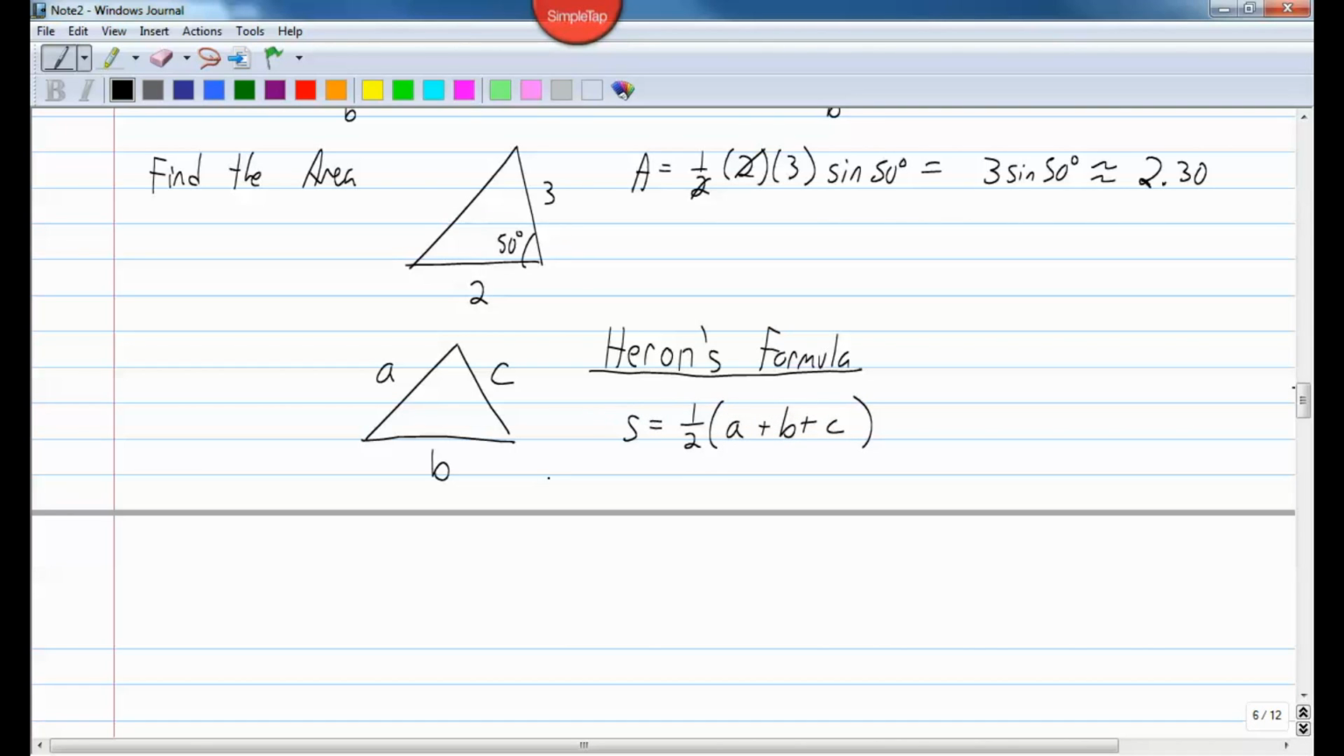Once we know what S is, we can find the area of the triangle by taking the square root of S times S minus A times S minus B times S minus C. So what you do is you find S, then find what each one of these are equal to, S minus A, S minus B, S minus C. Take the product of all that, and then take the square root, and you'll have the area of the triangle.